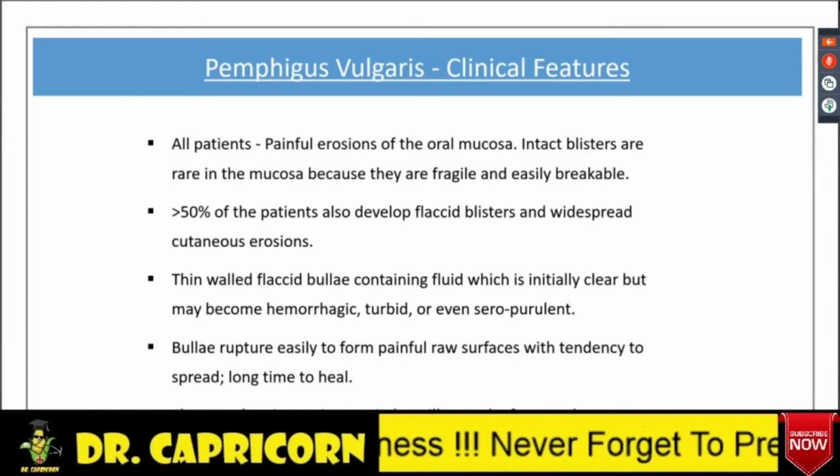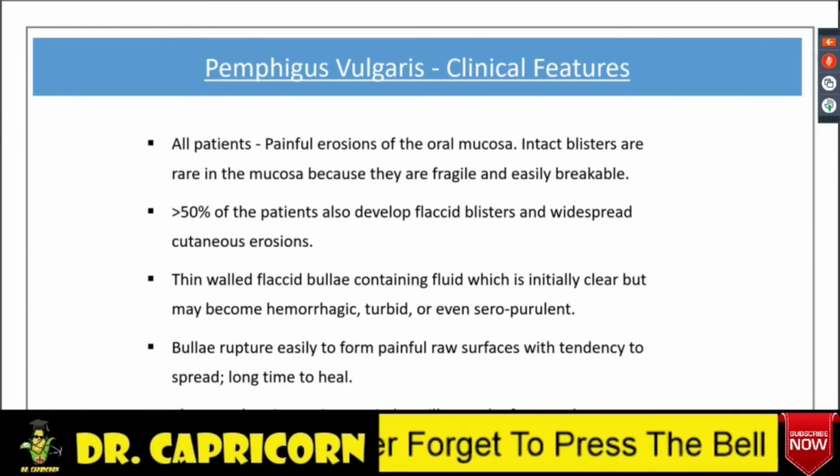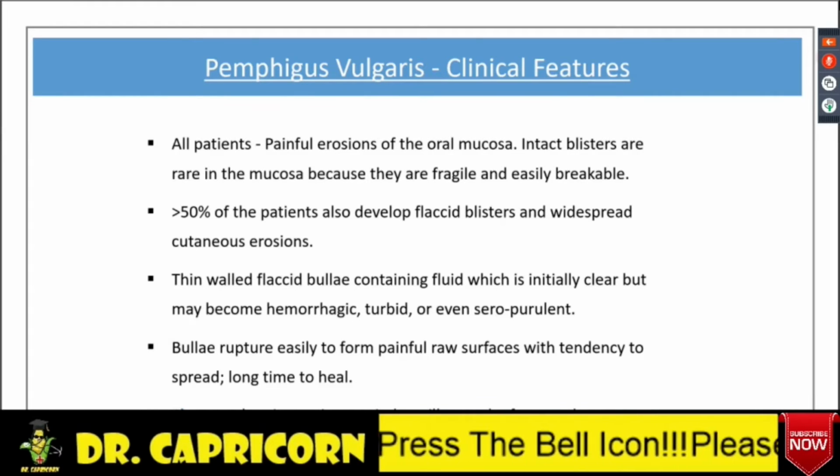They are thin-walled, flaccid bullae. These are flaccid because they are inside the epidermis. They are very superficial, as compared to pemphigoid, which is subepidermal and has dense bullae. The fluid is initially clear in these vesicles or bullae, and later on they become turbid, purulent, or hemorrhagic. Now, bullae easily rupture to form painful raw areas with a tendency to spread.